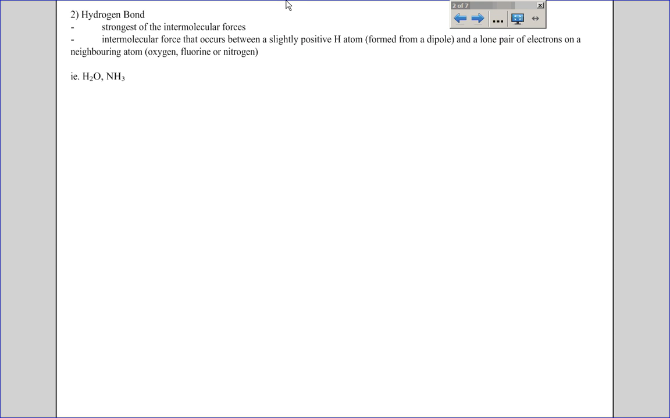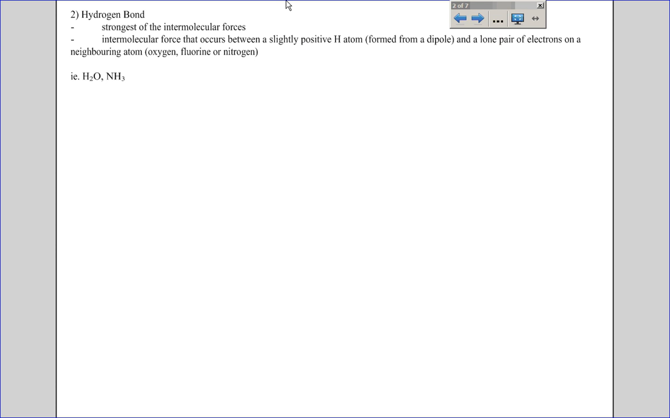Now, the hydrogen bond is the next type of intermolecular force that we'll look at, and it's the strongest of the three intermolecular forces. It's the most specialized as well. And there are two very specific requirements in order for us to be able to have a hydrogen bond between two molecules.